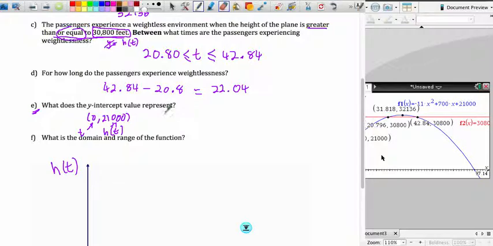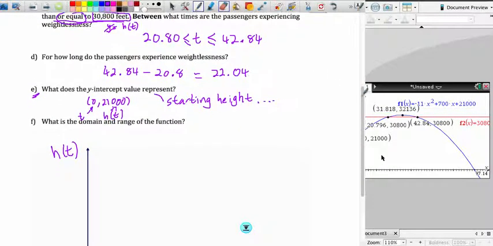Now of course we know that the plane has to start on the ground, it can't start 21,000 feet in the air, so interpreting that in the context of the problem, it represents the height at which the parabolic flight path of the plane starts. Okay, so that is the starting height, our starting height, and then we could fill in for the parabolic flight path. Okay, I'm going to leave that for now in the interest of time.